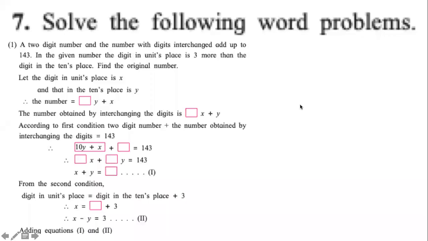Last set of questions, which is question number 7 of the problem set. Here we have to solve word problems. There are 6 questions here. Question number 1 is an activity based question. Very simple. The word problem is given and the solution is also given with certain fill in the blanks. Take 5 minutes to read it and start solving it in your notebooks.